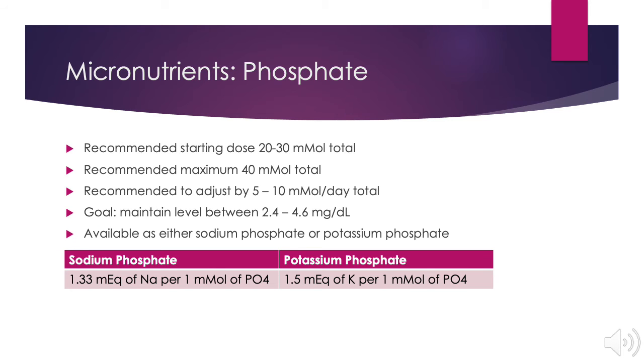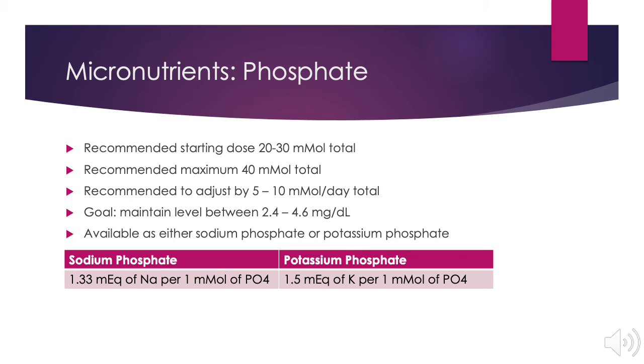Phosphate is the last electrolyte that we will be reviewing. The recommended starting dose is 20 to 30 millimoles per day in our TPN bags, and the maximum will be something like 40 millimoles in total. However, note that some patients may exceed this maximum. The recommended adjustments to make will be in increments of 5 to 10 millimoles per day, and the overall goal is to maintain a normal level somewhere close to 3.0.